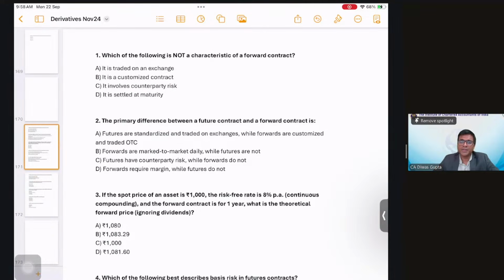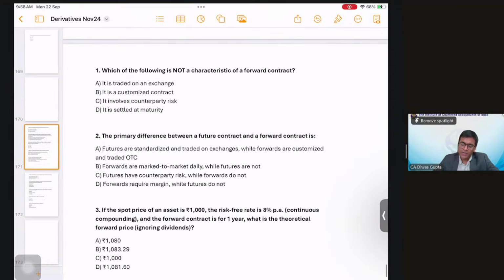Come on, students. This is very easy, right? Which of the following is not a characteristic of a forward contract? Very good. Chitra has responded. So just see what all things are there in a future and what all things are there in a forward contract. Yes, Sanjay. Perfect.